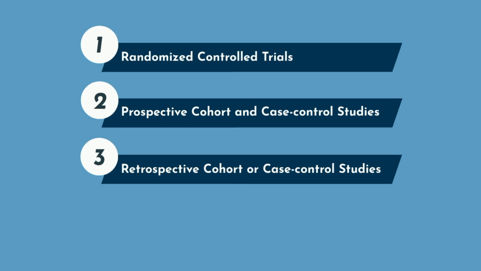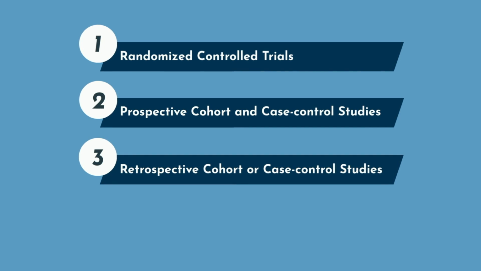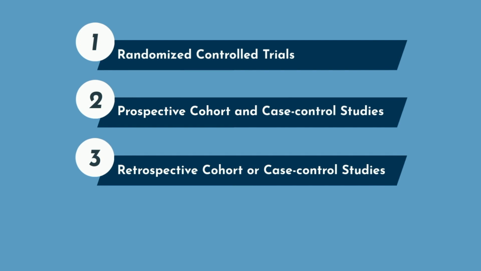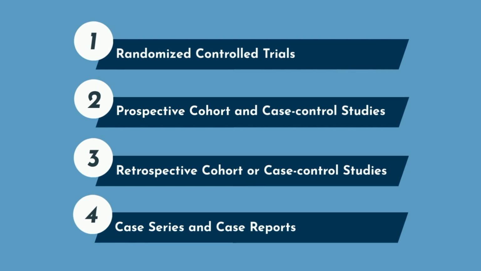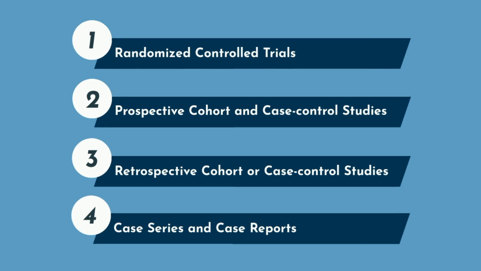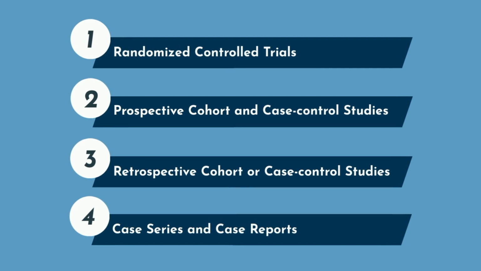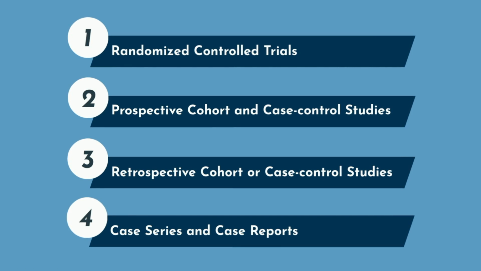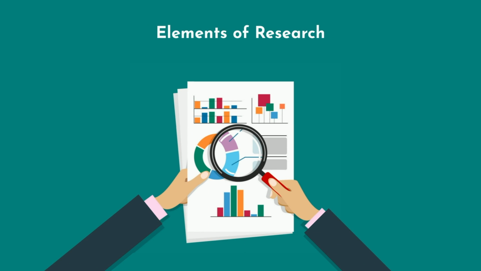Third, we have retrospective cohort or case control studies, meaning you already have the outcomes of interest, but look back historically and make interpretations. Fourth, we have case series and case reports, which are investigations into individual patient cases. There are other levels, such as systematic reviews, meta-analyses, expert opinion, and others, but for simplicity, we'll stick to these 4 levels. This ranking may not make sense just yet, and that's okay. We'll now cover the elements of research and how they apply to each type of research study, and it will all begin to come together.